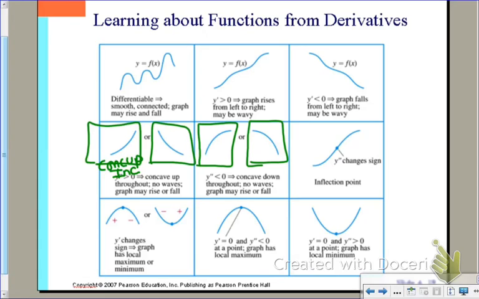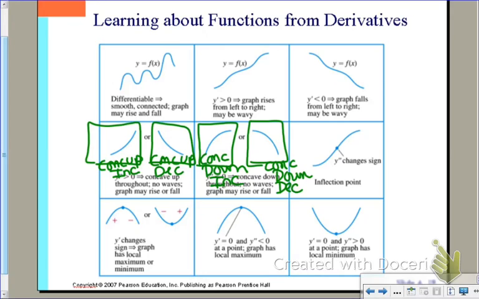This one is concave upward. Again, think of an upward parabola, but it's decreasing. On the second one, these are both concave down. Think of, again, a concave down as a concave downward parabola. This one is concave down and increasing. This one is concave down and decreasing.